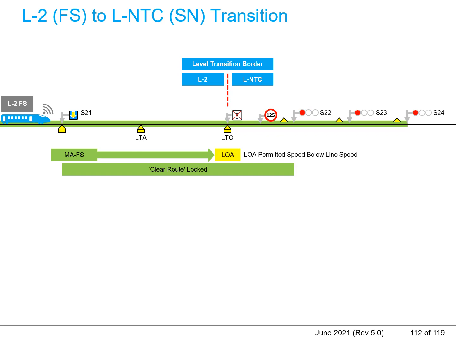When signal S22 indicates a red aspect, the RBC generates the MA with the distance relative to the red aspect signal. The OBU supervises the speed reduction towards the LOA. The train driver follows the speed reduction during the Level 2 FS mode operation, and will have adequate distance to stop the train when approaching a red aspect signal in the Level NTC SN mode operation.